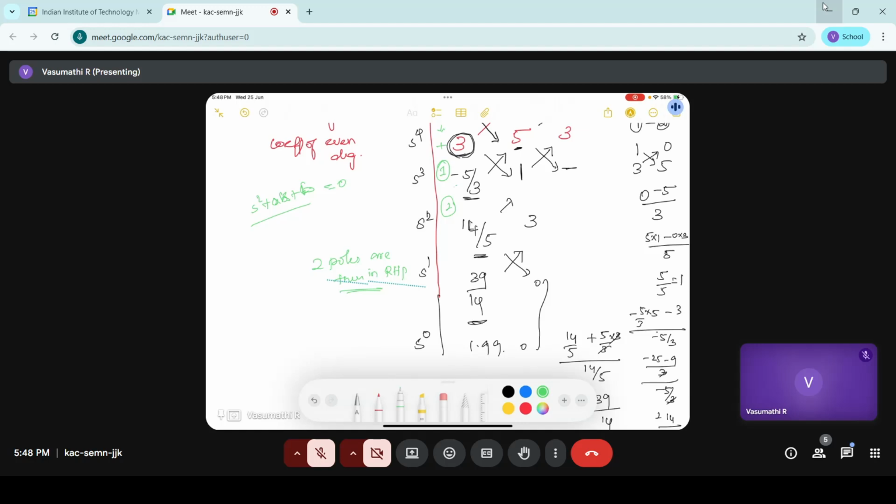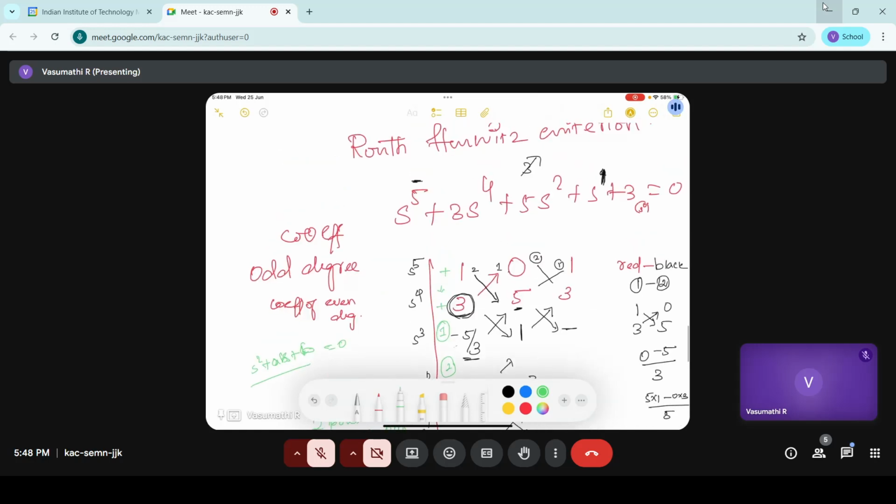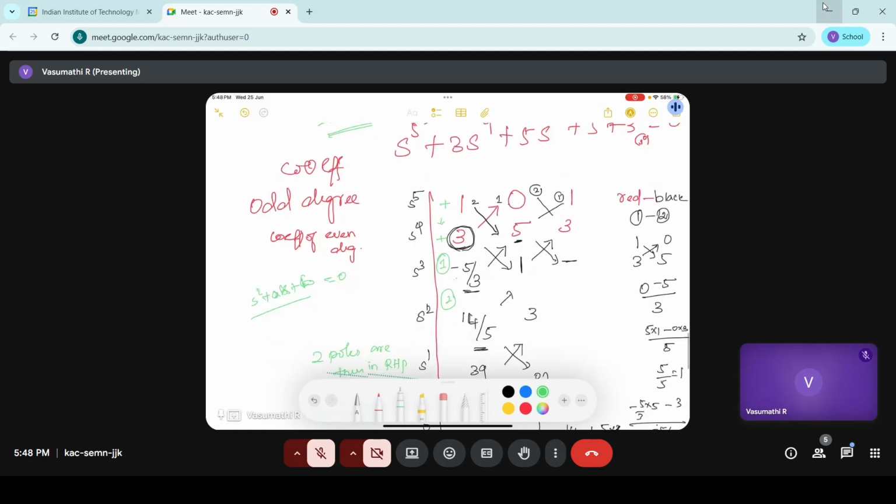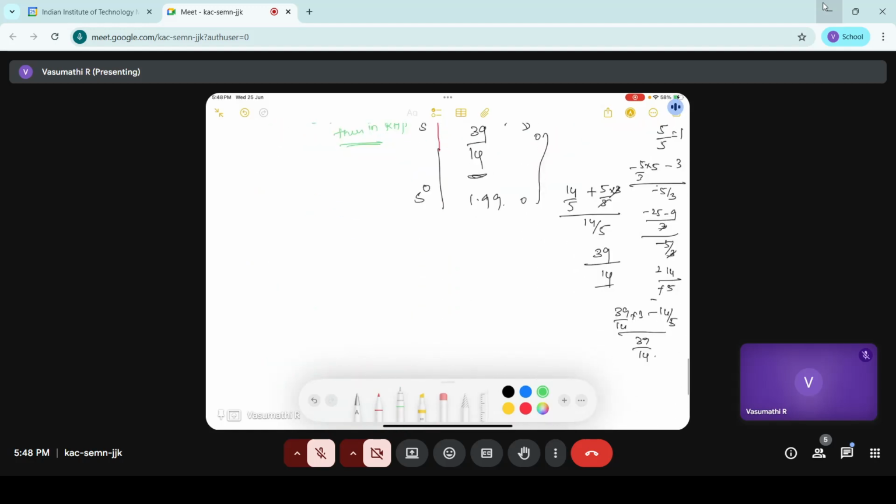So this will give you how many poles. For this question, two poles are in the right half of the S plane. Remaining three poles are in the left half of the S plane. That's how you find for higher degree terms. So you can see this in detail how you can find all these things.